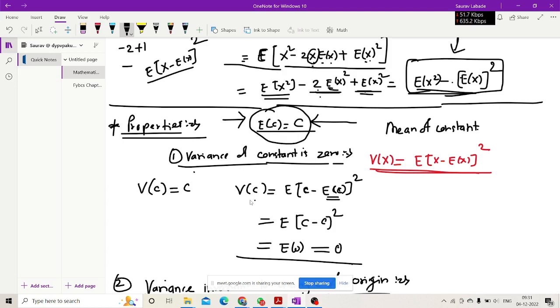So variance of x we already know. Variance of x is expectation of x minus expectation of x bracket square. Same we have to apply for the constant, right? Now here they have given that is variance of c, right? We have to find the variance of c, right? Constant चा variance काढायचा आहे. त्यामुळे आपण काय करतो, x च्या ऐवजी फक्त c सबस्टिट्यूट करतोय. That is expectation of c minus expectation of c bracket square.